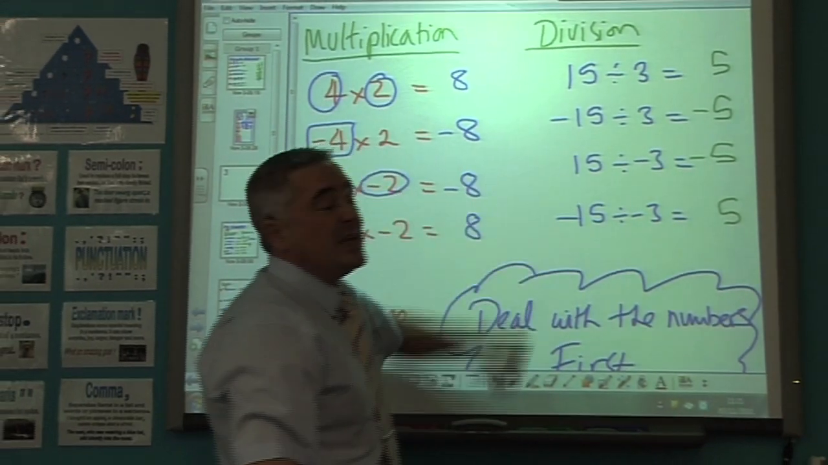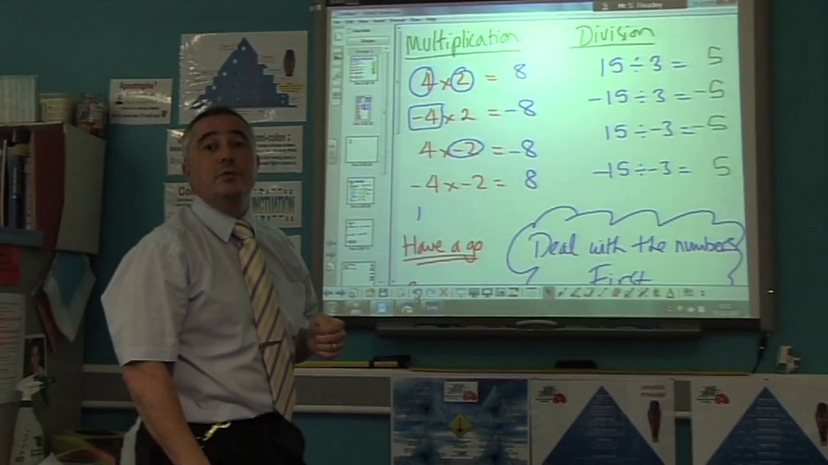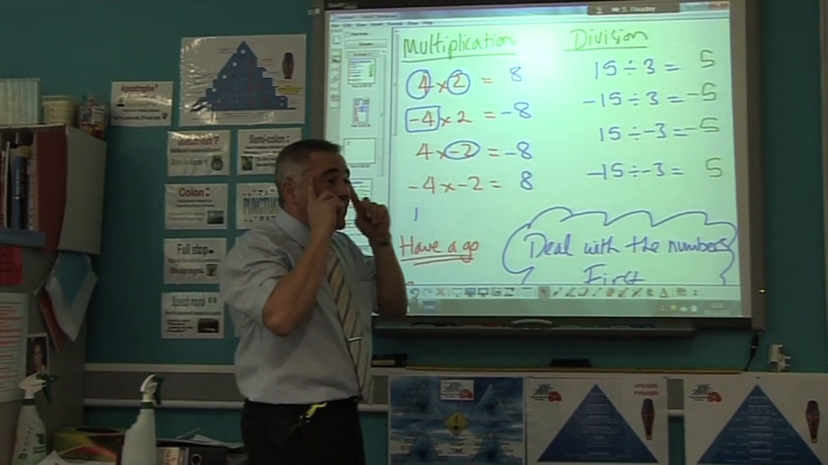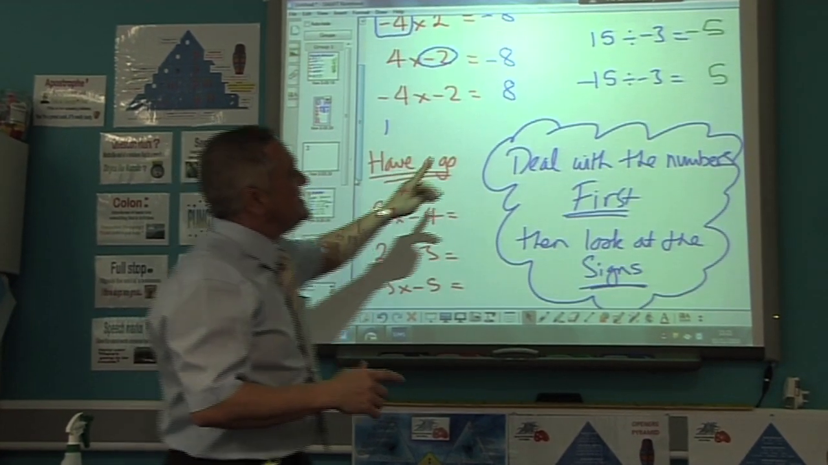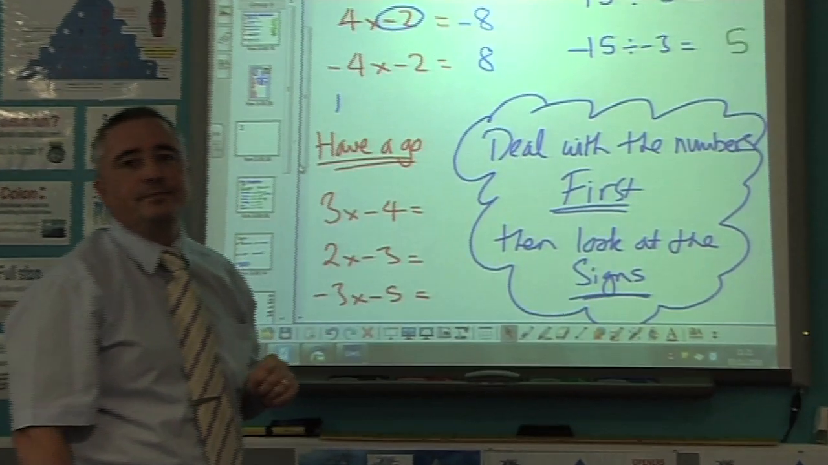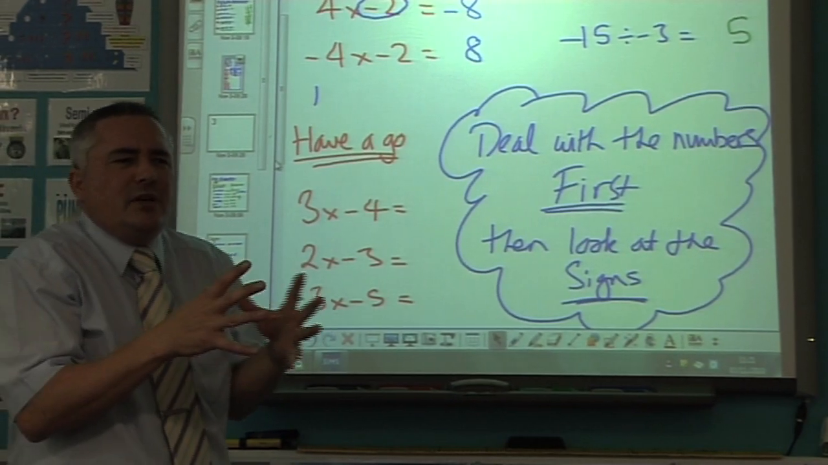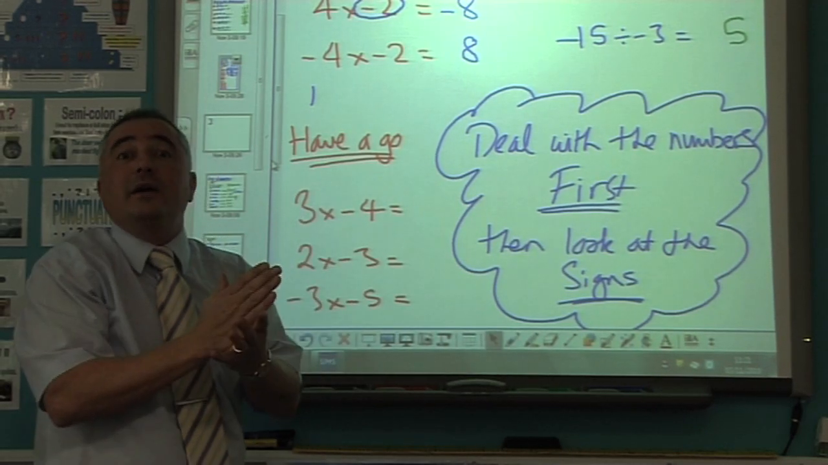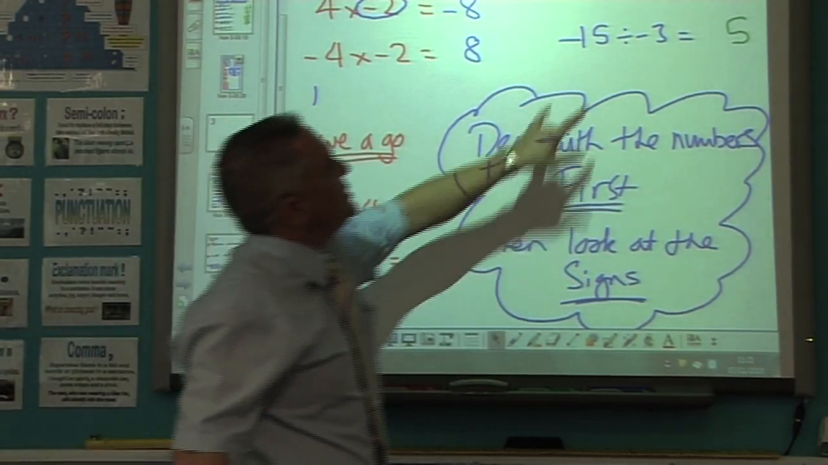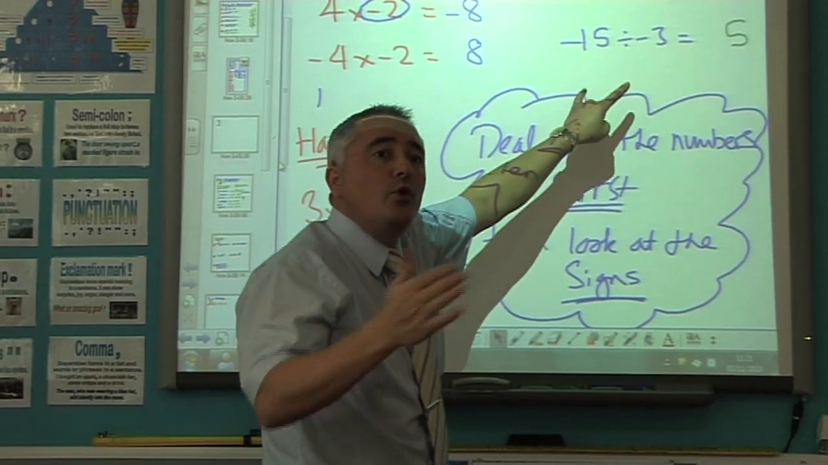Now I've chosen very easy numbers. But it's the process of just very simply, and I've written it on here, deal with the numbers first. A lot of kids seem to stick and say I can't do these because I don't know my positives and negatives. Ignore that. Go straight to dealing with the numbers first and then work back.